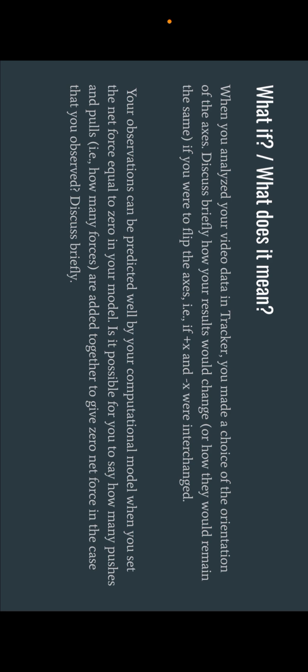And then for the second part, is it possible for you to say how many pushes and pulls are added together to get that? You can't really see how many different forces are acting on it. You just know that it is 0.